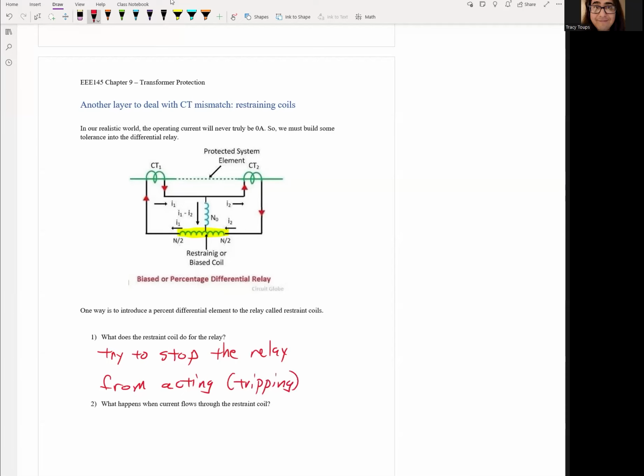So the restraining coil restrains the relay, but you don't want to use the same word twice. So if the relay wants to trip because of a very small current, the restraint coil will actually lock it in and stop it from tripping. Okay. So what happens when current flows through the restraint coil? It actually holds back the operating coil.